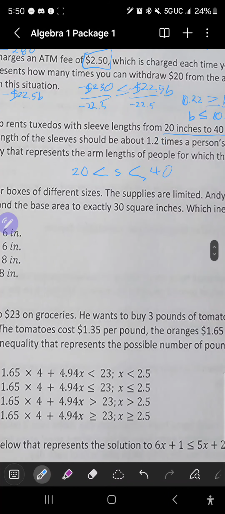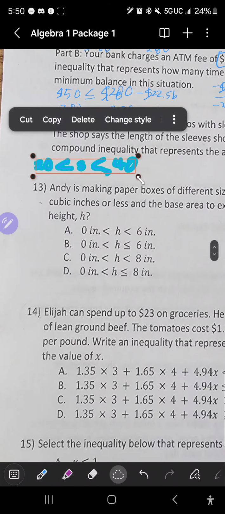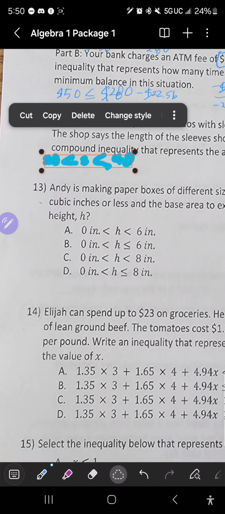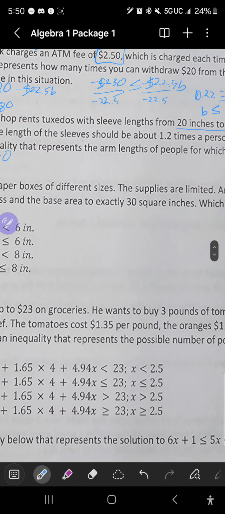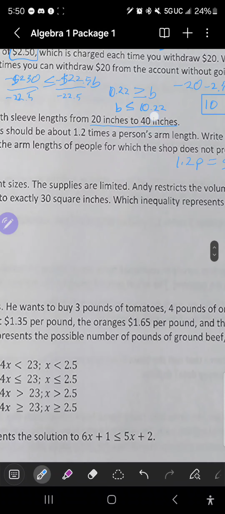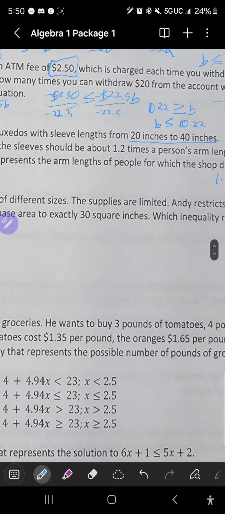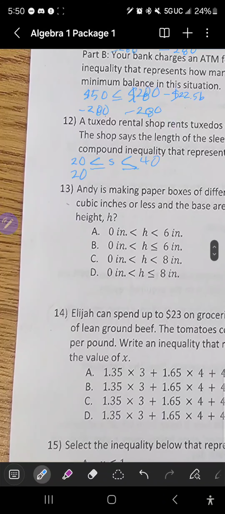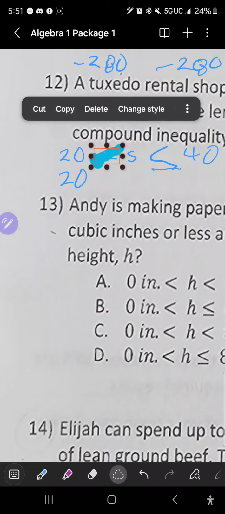I can just substitute the value, the fact that they gave me in the first sentence, and put 20 less than or equal to. Wait, actually it is less than or equal, because it never says that 20 or 40 is not included. It actually says that it goes from 20, including 20, to 40, including 40. That's the reason for the equal. I don't know why I didn't put it from the first moment. Oops.